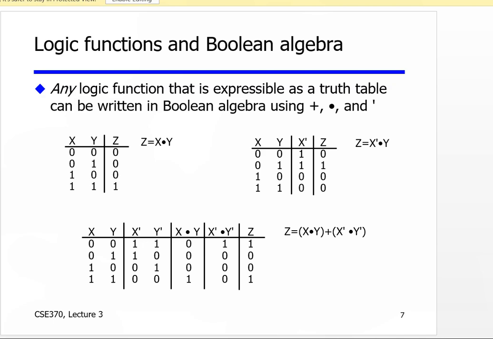Logic function and Boolean algebra. Any logic function that is expressible as a truth table can be written in Boolean algebra using plus or dot. So with x and y, z is equal to x dot y using the AND operation. Another case: z is equal to x complement dot y. Again the same one. Then we have x y, x complement y complement, x dot y, x complement dot y complement, and z. The same concept applies here, and you always study that in your DLD.